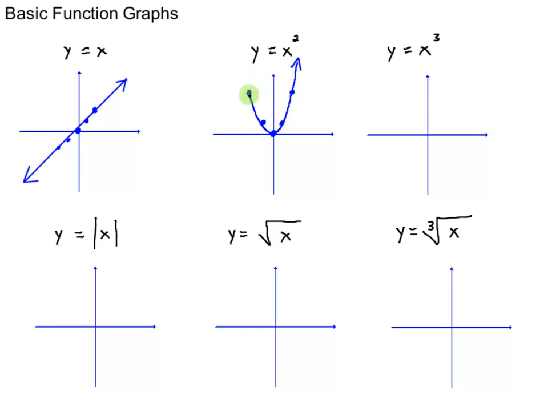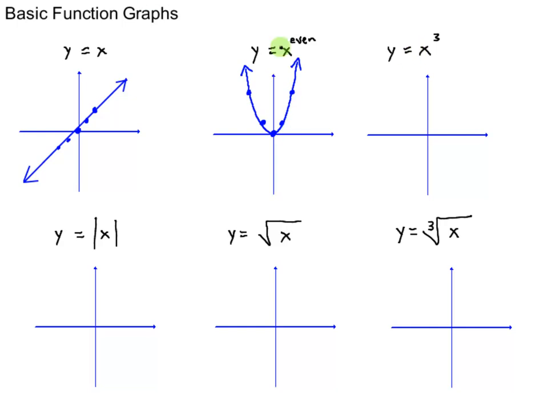Now there's nothing terribly special about x squared. In fact, this can be y equals x to any even power. X to the 12th looks just like this, except it's narrower, it grows faster, so it would look more like that probably. But regardless, it has the same shape.